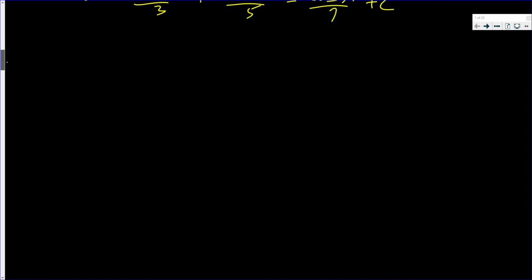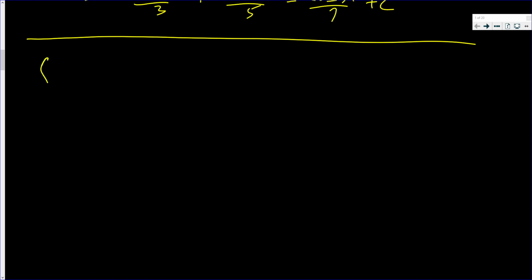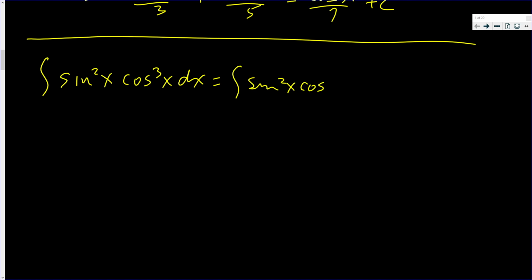Having that odd power of sine x was helpful. Well, what if we have the integral of sine squared x times cosine cubed x? This time the odd power is cosine x. So I'm going to break off one of the 3. There's the 2, and I'm breaking 1 off for my du.